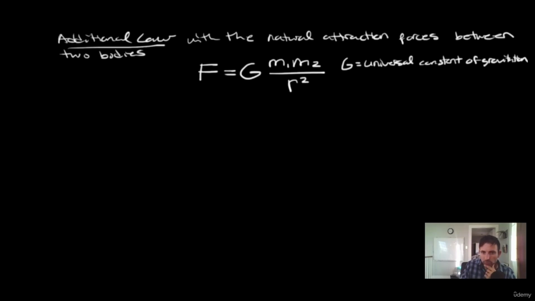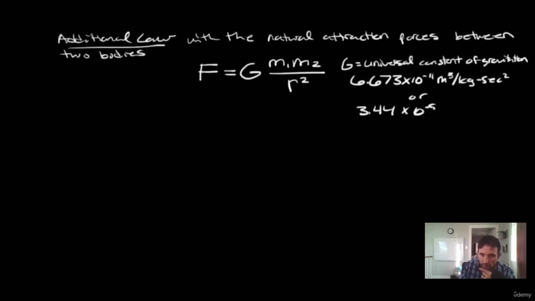And this equals 6.673 times 10 to the negative 11 meters cubed per kilogram second squared, or 3.44 times 10 to the negative 8 pound mass per foot squared per slug squared.